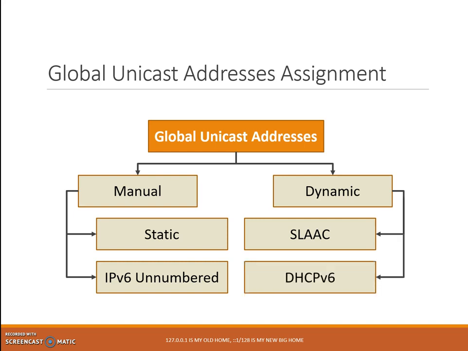The second option is using a DHCPv6 server, Dynamic Host Configuration Protocol. This is similar to that of DHCP for IPv4. A device can receive automatically its address information by using the services of a DHCPv6 server.